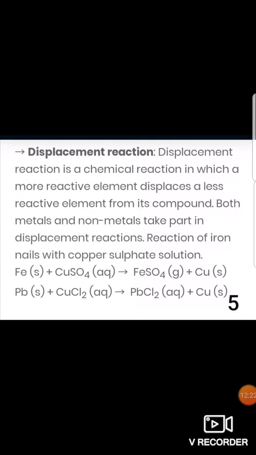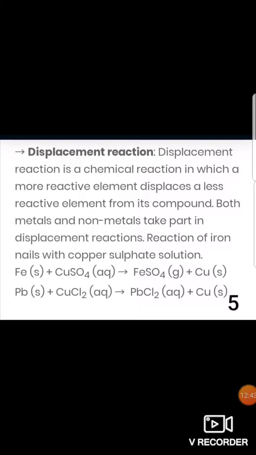What is a displacement reaction? A displacement reaction is a chemical reaction in which a more reactive element displaces a less reactive element from its compound. Both metals and non-metals take part in displacement reactions.